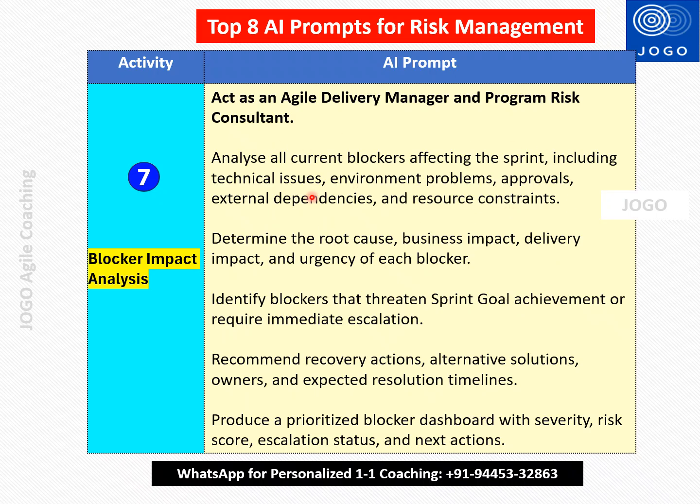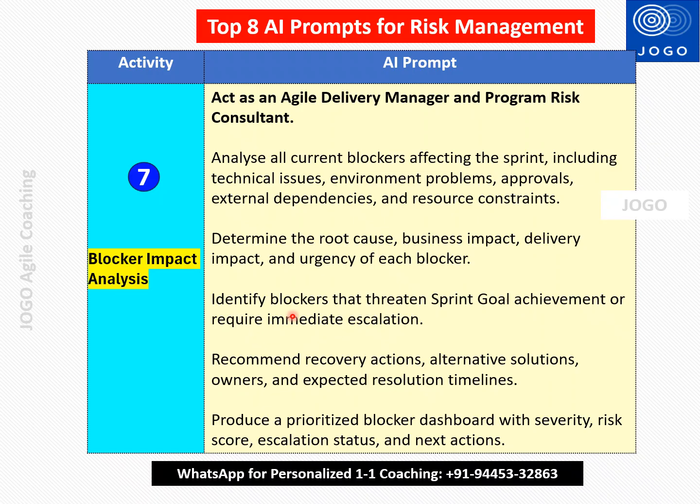We will input everything: risk register, dependency tracker, access to all the tracking tools like Jira, or we will put the dump of Jira data for the current sprint. So everything we will give to AI so that AI will analyze. Then after the analysis, we are asking the AI to determine the root cause, business impact, delivery impact, and urgency of each blocker. So we are asking the AI to identify the root cause and the business impact for each blocker issue that we are inputting.